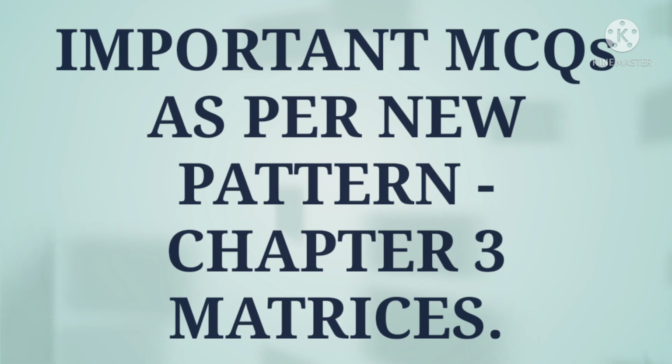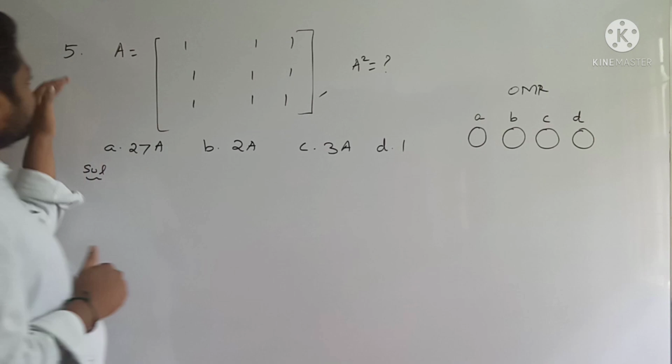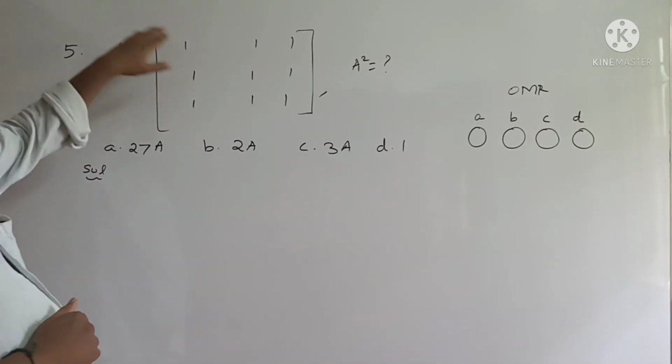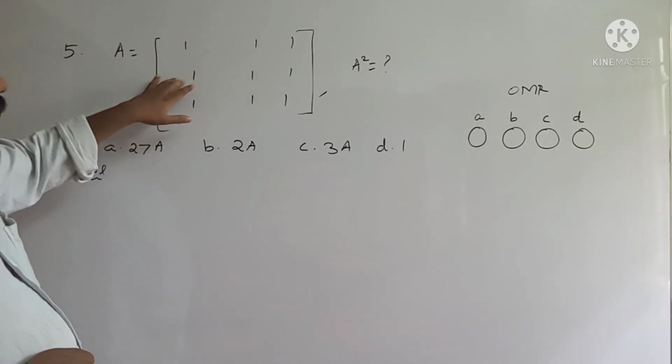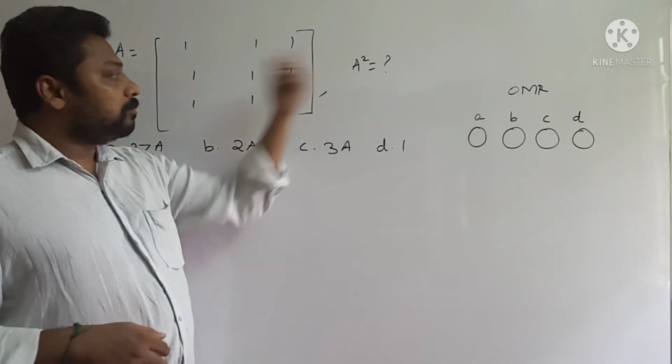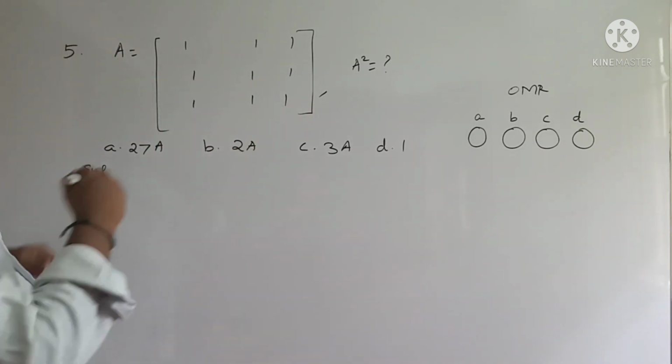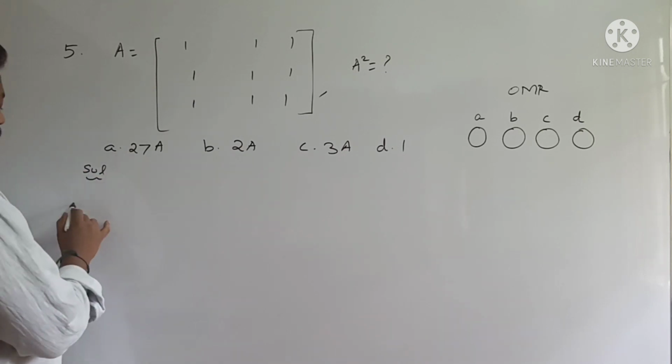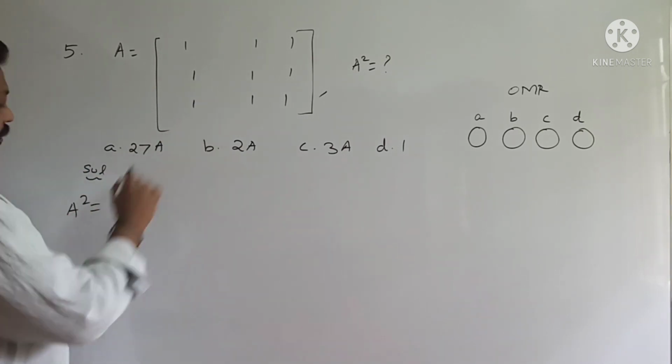We are discussing important MCQs on chapter 3 matrices as per the new pattern. So we continue with the fifth one. A is equal to the matrix 1 1 1, 1 1 1, 1 1 1, so every element is 1. We have to find A square. So what is A square? A square is A into A.